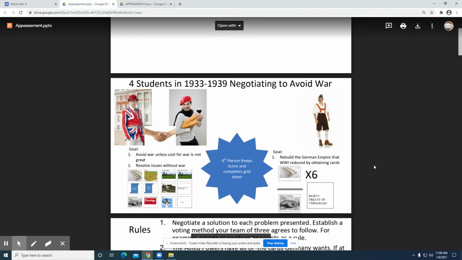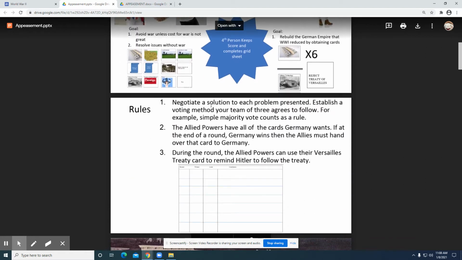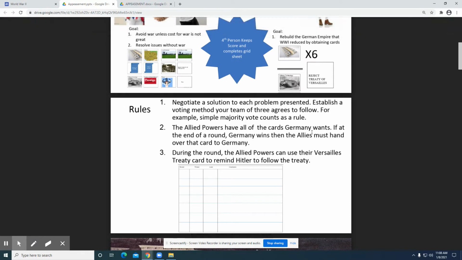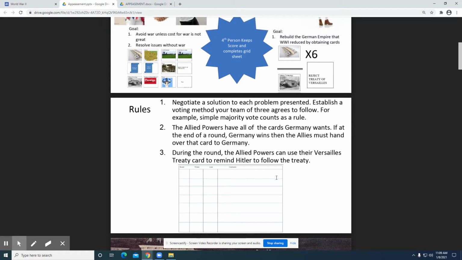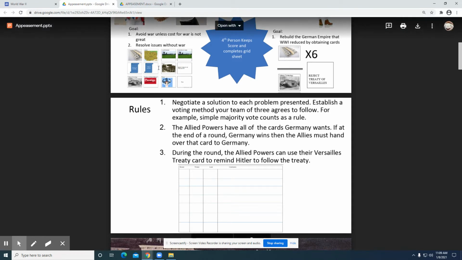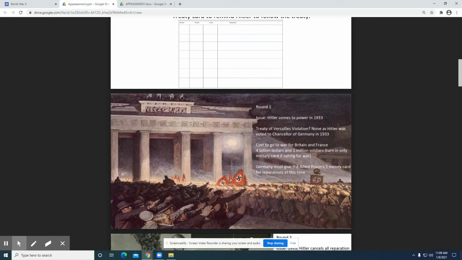So you know how we play this game. Each round, you have a discussion about the issue. In this one, you're negotiating a solution to the problem that's being presented. The Allied powers have all of the cards that Germany wants. In order for Germany to be considered an empire once again, they have to acquire the cards that are in possession of the British and the French. So that's pretty much the way that the game is played here. The Allied powers can use the Versailles Treaty. You do see the Versailles Treaty, so you can constantly remind the Germans that they did agree to certain items that are in the Treaty of Versailles.